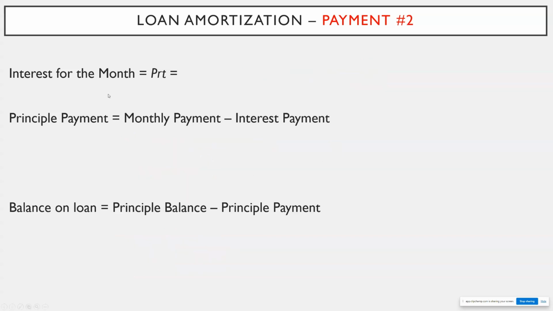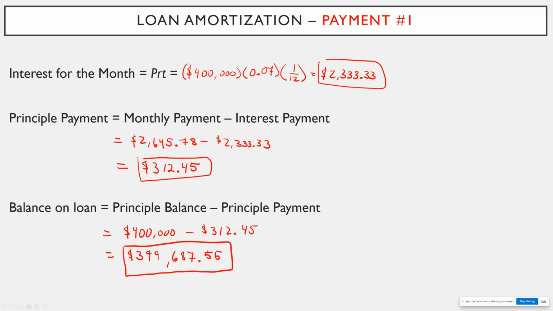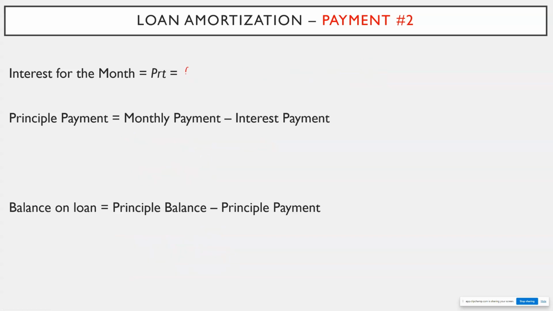All right, so how much do we now owe in interest for the month on our second payment? Well, what is our principal? Our principal on the loan is no longer this $400,000. It is this amount here from the previous month. So it's $399,687.55. Now, what is our interest rate? It's 0.07. And the time, because this is 1 month, is 1/12.